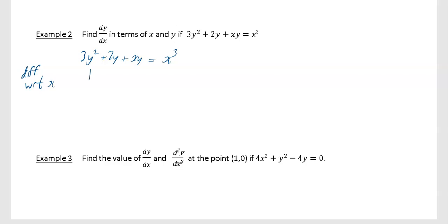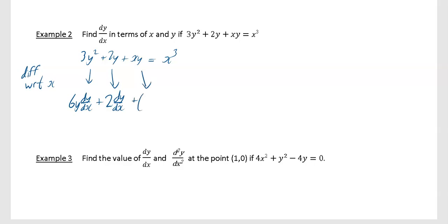So I'm going to say this bit differentiates to give me, so this is a nice one. This is just all completely in terms of y. So just differentiate with respect to y to give you 6y, and then slap a dy by dx on the end. This one again is nice and easy. It's just all in terms of y. So differentiate with respect to y, you get 2, then dy by dx. Then this one is a product.